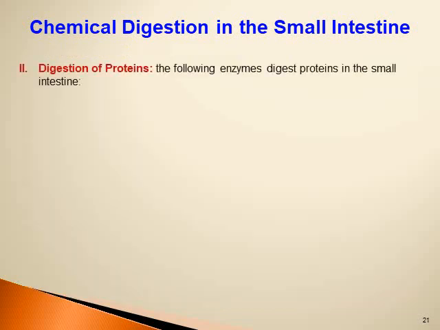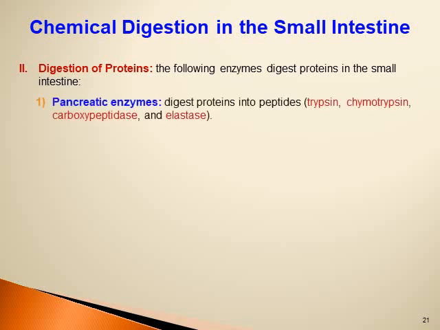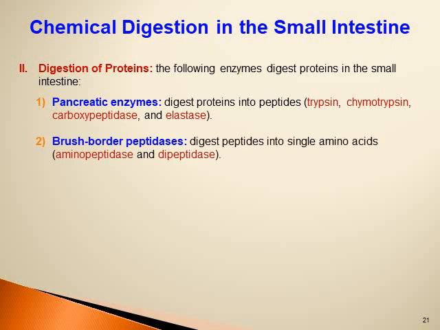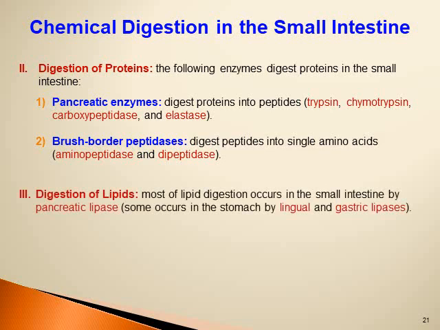Digestion of proteins. The following enzymes digest proteins in the small intestine. Pancreatic enzymes digest proteins into peptides, like trypsin, chymotrypsin, carboxypeptidase, and elastase. These enzymes were explained in the previous lecture. The brush border peptidases digest peptides into single amino acids, like aminopeptidase and dipeptidase.